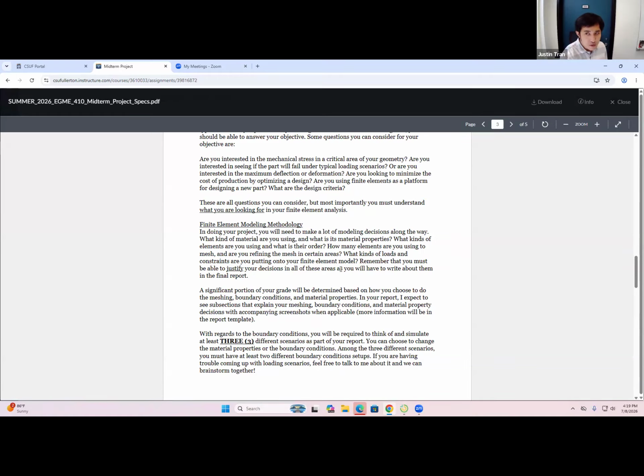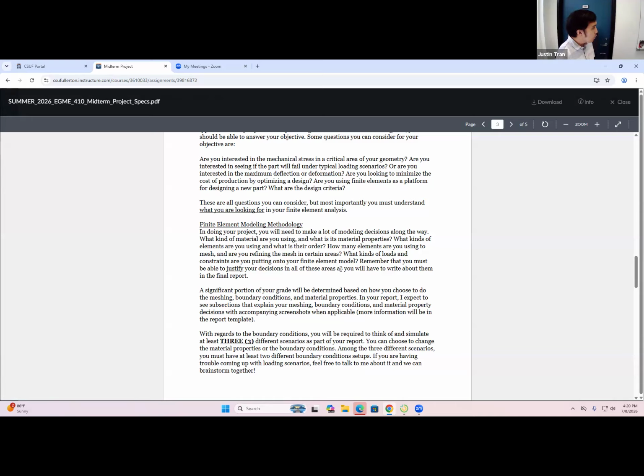Boundary conditions. We haven't talked too much about boundary conditions, but they are going to be a big part of this project as well. What kinds of loads and what kinds of constraints are you going to put on your model? Do the boundary conditions make sense relative to your original objective?